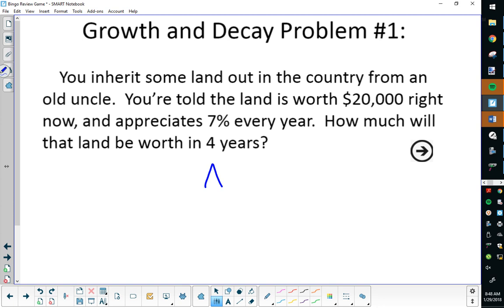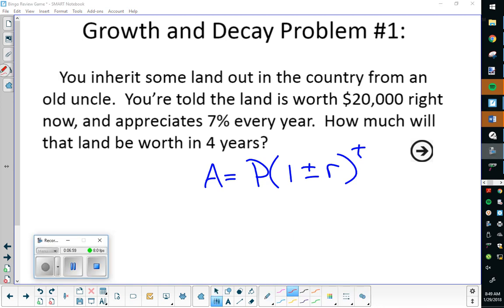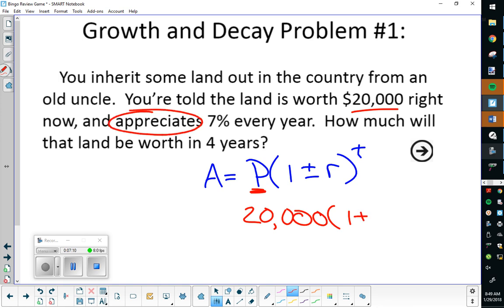A equals P(1 plus or minus r)^t. It could be plus or it could be minus. You've got to know the difference. Look. A equals P. My P is my starting amount. In this case, it's 20,000. Is it going to be a plus sign or a minus sign? Why plus? Appreciates. It's getting bigger. 7%. So we've got to move that decimal 2 spots, so it should be 0.07. 4 years is my time. That is what goes in there.